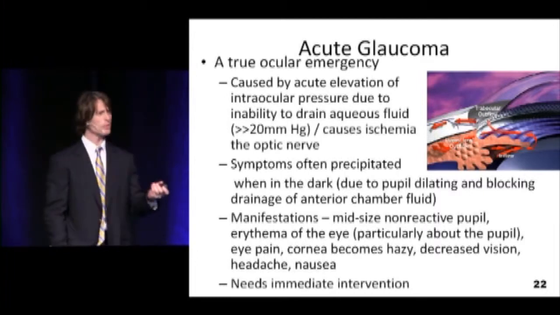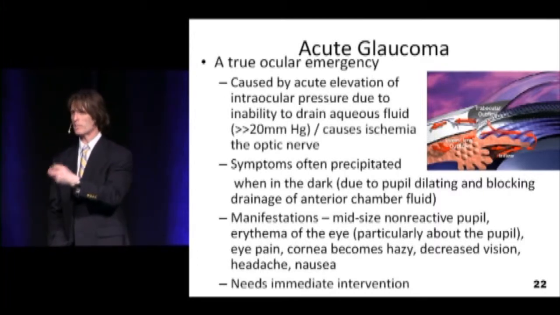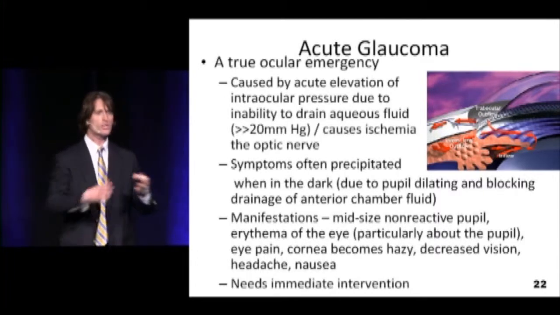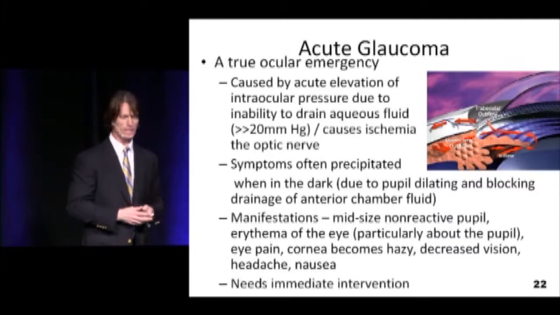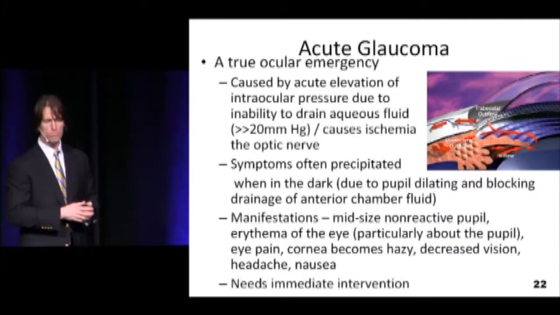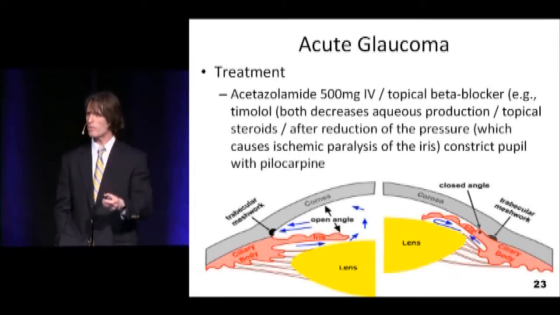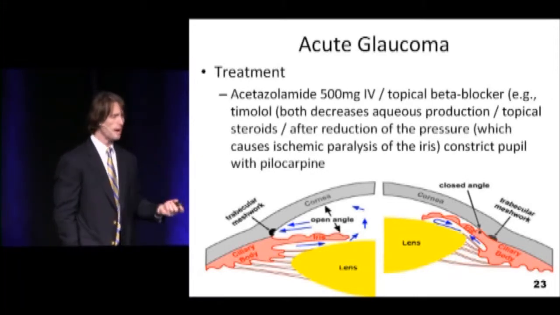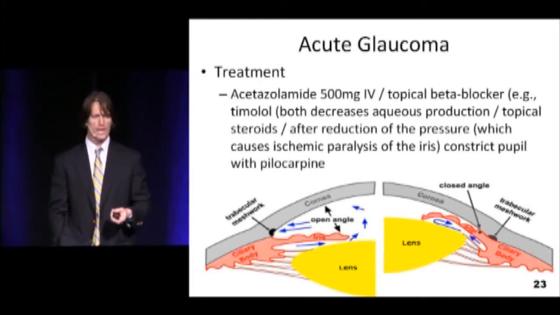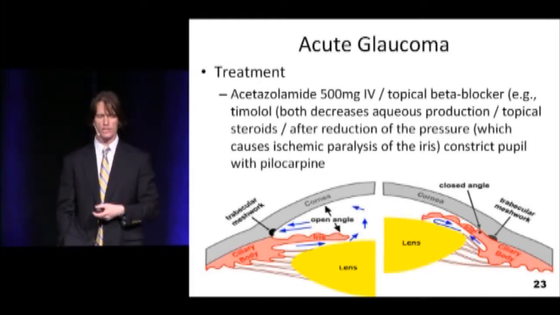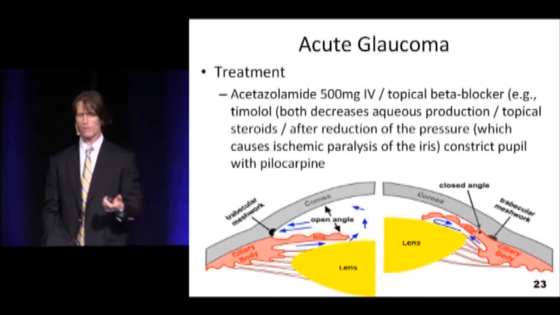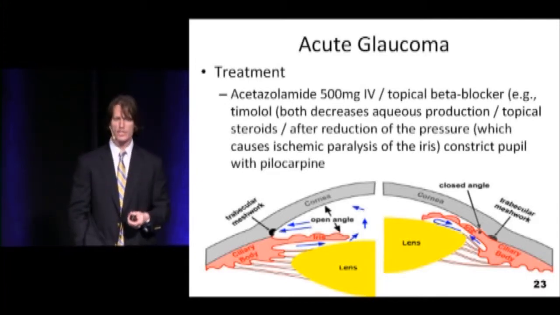They'll give you a history frequently of being in a dimly lit area, like a movie theater. So the eye dilates, and then they have the onset of eye pain. Needs emergent intervention, such as things to decrease aqueous humor production. Acetazolamide will do it. Topical beta blockers are easy, so go ahead and do that. You can put some steroids in there, probably not the first-line agent. And pilocarpine is very, very important.